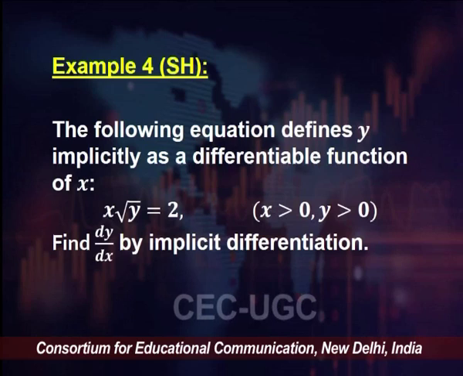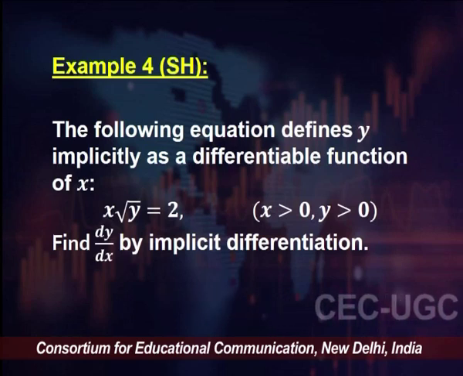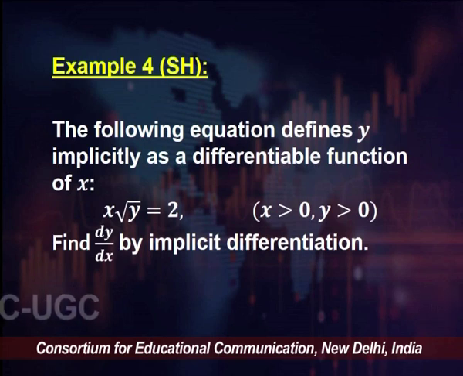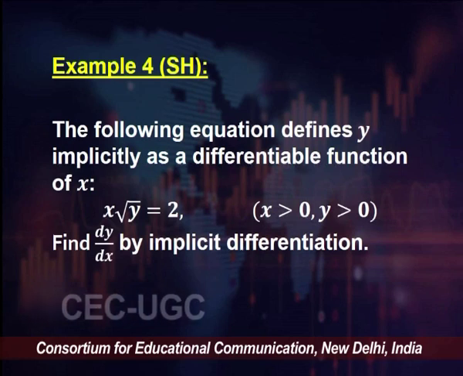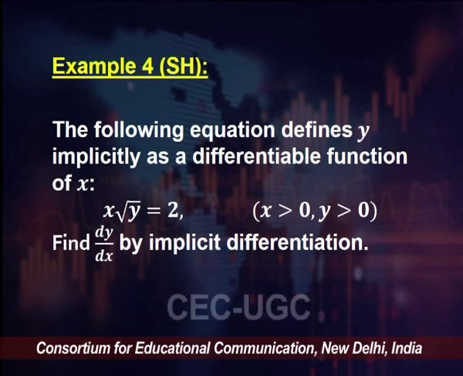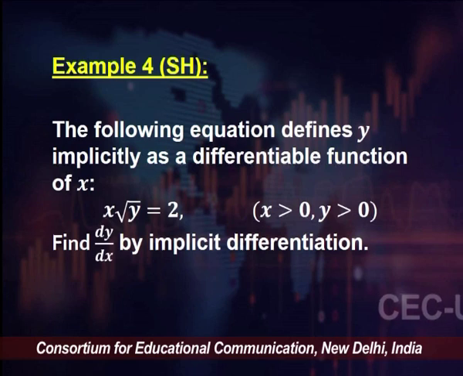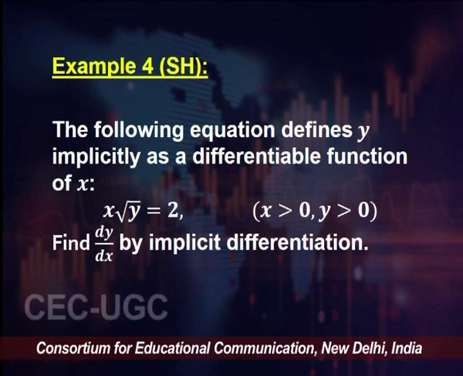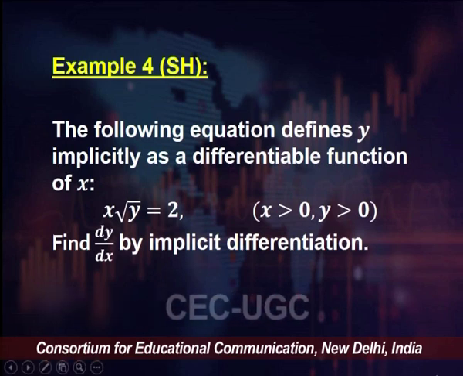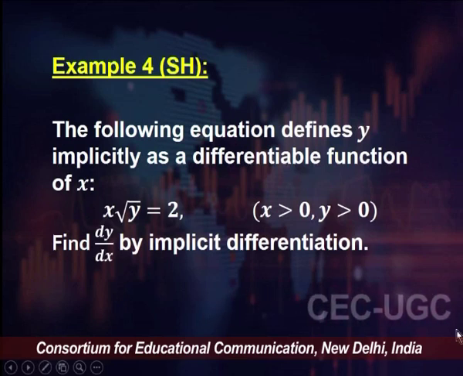So, the example here is one where the equation x times root y equal to 2 defines y implicitly as a differentiable function of x. The question still is that we have to find dy by dx by implicit differentiation, but the structure of this equation requires some more detail, because y, since it is under the square root sign, we have to restrict it to being positive.